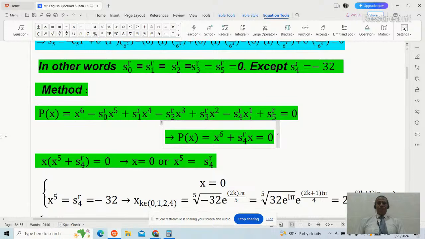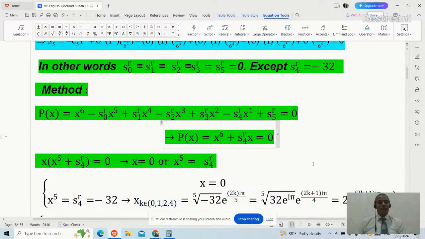Equal to 0 means there is a common factor here, x. Yes, x is a common factor. I will write it outside the brackets. Here x^6 divided by x gives x^5, plus S4 equals 0, which means x equals 0 or x^5 equals S4, and S4 is negative.